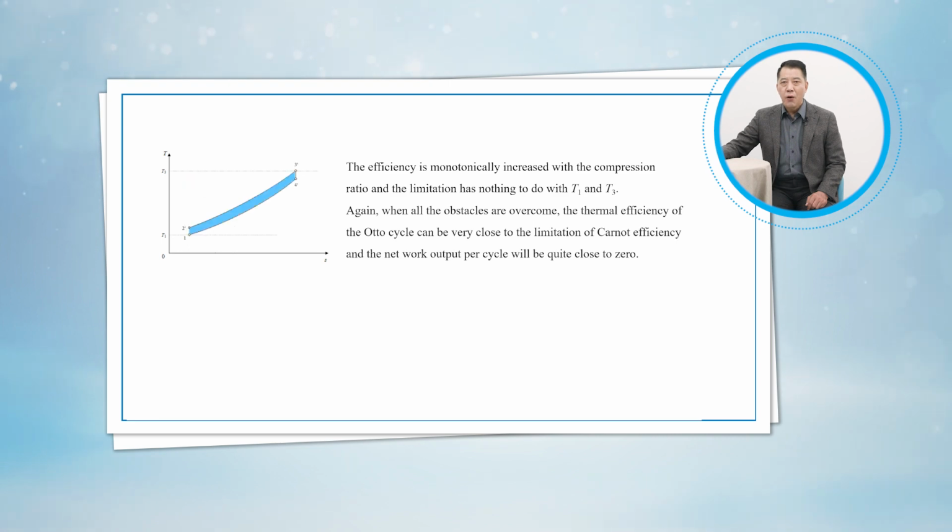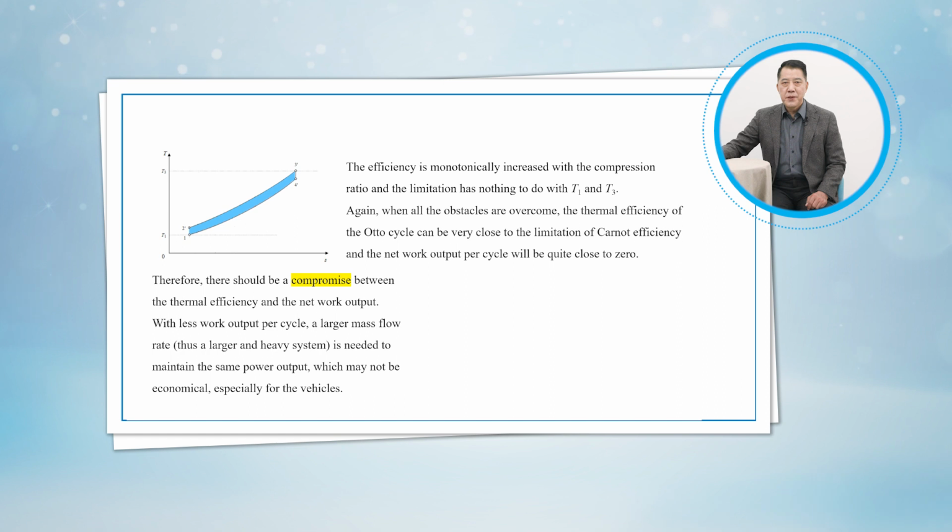It's found that the efficiency monotonically increases with the compression ratio, and it has nothing to do with the temperatures T1 and T3. Again, when all the obstacles are overcome, the thermal efficiency of the Otto cycle can be very close to the limit of Carnot efficiency, and the net work output per cycle will be quite close to 0. Therefore, there should be a compromise between the thermal efficiency and the net work output.